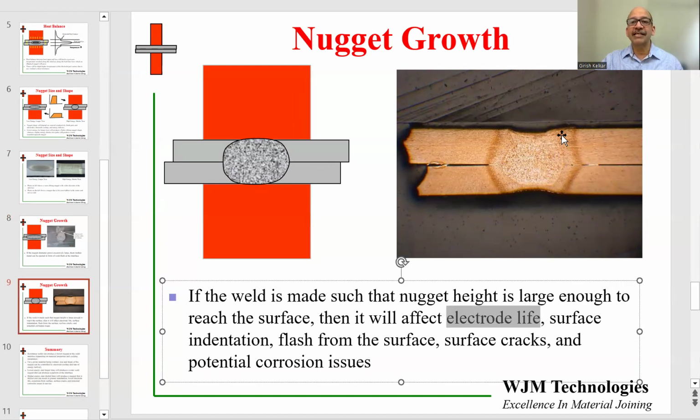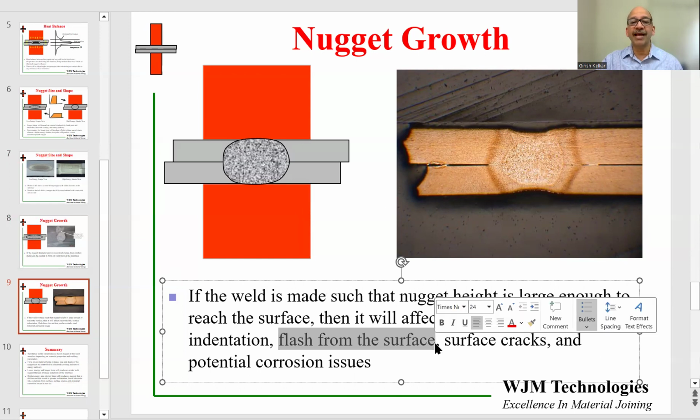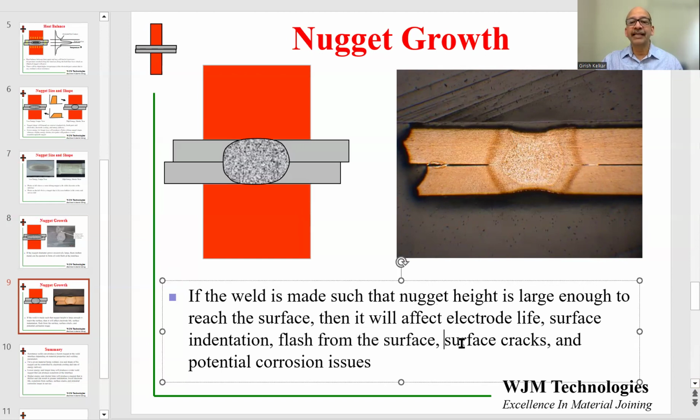It can also cause surface indentation. As you can see, there's an indent on the surface now, and the surface indentation may or may not be acceptable depending on the spec which you are trying to meet. You might also see flash from the weld surface. So you might see that the molten metal can actually spit out right on the edge of the weld in this direction. So you can see a lot of flash spitting out from that. Depending on the metallurgy of the weld, you might also see a lot of surface cracks if the temperature on the surface has become too high. And ultimately, all of that can lead to potential corrosion issues, which will affect the life of the weld.